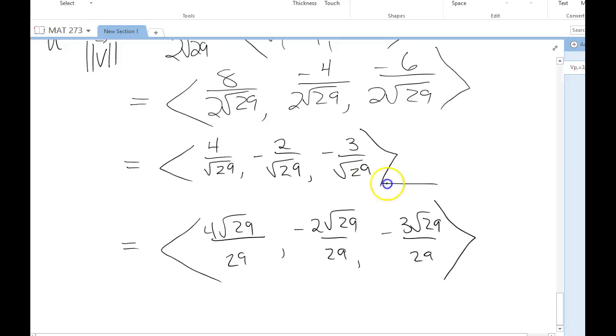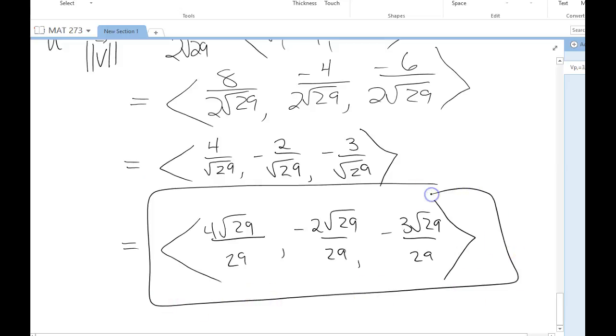That's our unit vector. So first we had to make our vector, we had to do our distance formula, and we had to do a unit vector formula. So again, we had to use 3 formulas on one problem.